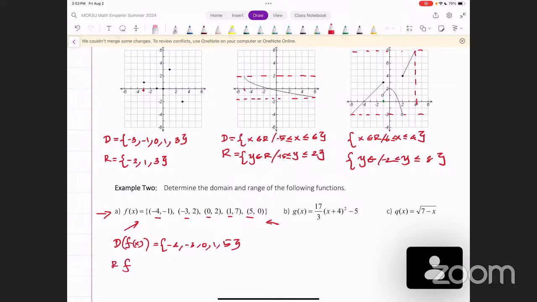The range of f of x is going to be -1, 2, 2, 7, and 0. But we're not going to write a duplicate 2. We will only write one of the 2. Well, I have a 0, so I'm going to list the 0 first, and then I'm going to list the 2.